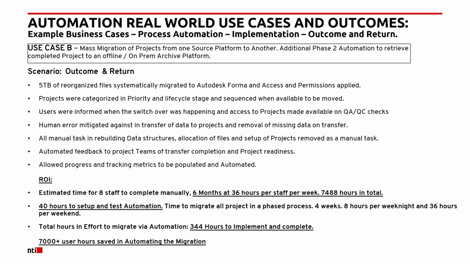What that meant for this client was when they estimated how they were going to do this manually, it was going to take 8 staff 6 months to complete, because they would have to go to each project, manually reconfigure the folders, go into Forma, create a new folder structure, copy all the content down somewhere, and manually upload it into it on a per project basis. The total effort to automate this was 344 hours. So we've gone from thousands of hours in lost potential time and effort to saving over 7,000 hours of lost effort they can now use on something else that's more impactful for the business.